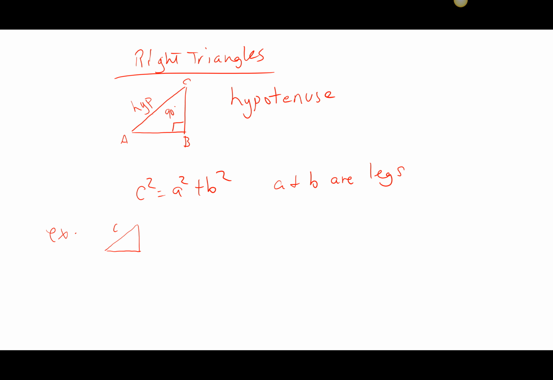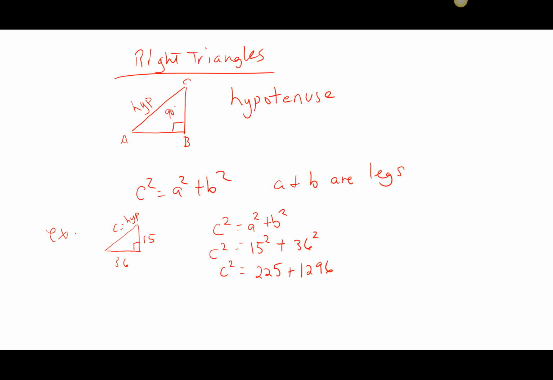All right, so we've got our triangle. We've got 36, 15, and C. C we know is the hypotenuse, so we're missing the hypotenuse. C squared equals A squared plus B squared, so that's 15 squared plus 36 squared. 15 squared is 225, plus 36 squared, which is 1296, equals c squared.